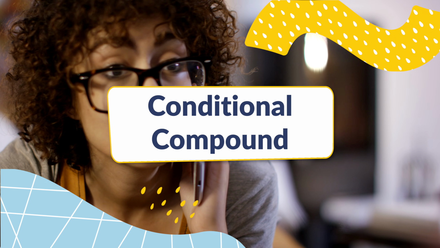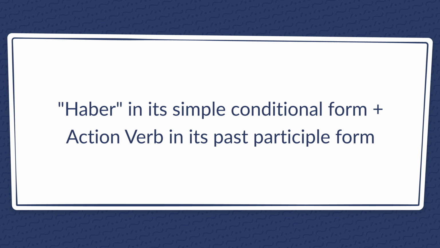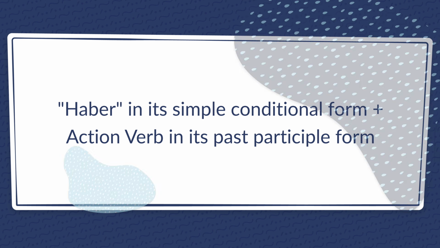All right, next up, we have conditional compound. Conditional compound is used to express that you would have done something in the past, but a certain condition prevented it. So, things like I would have worked or they would have visited. The conditional compound consists of two parts, the verb haber in its simple conditional form and the action verb in its past participle form. So, we just reviewed the simple conditional conjugations, and the other step is using past participles.